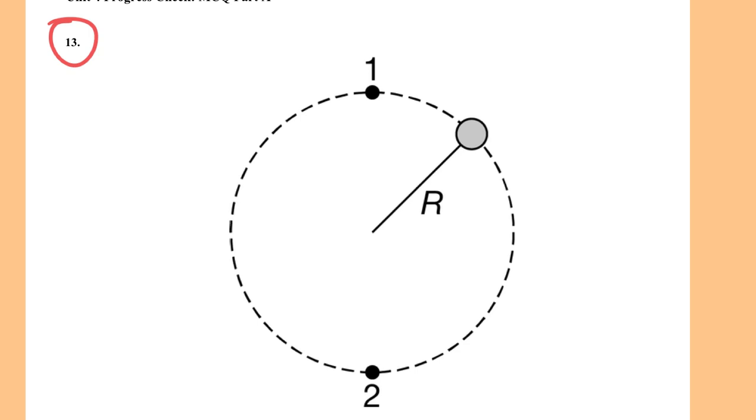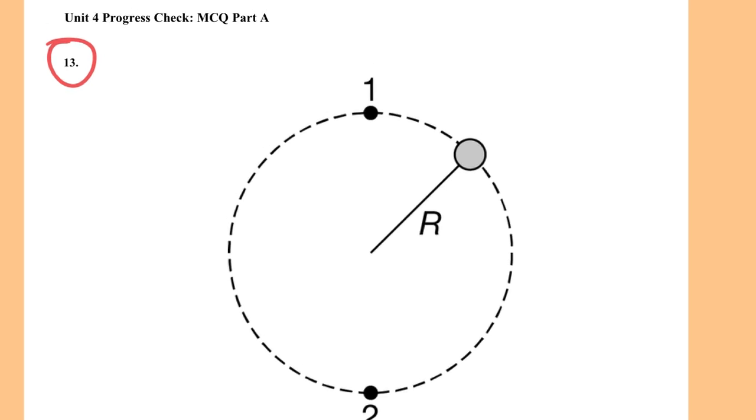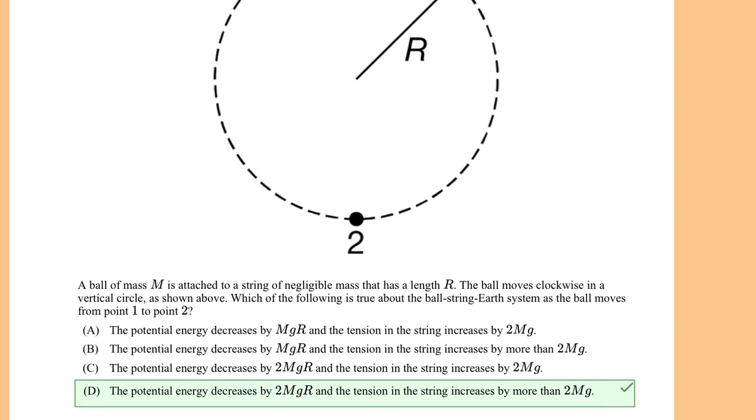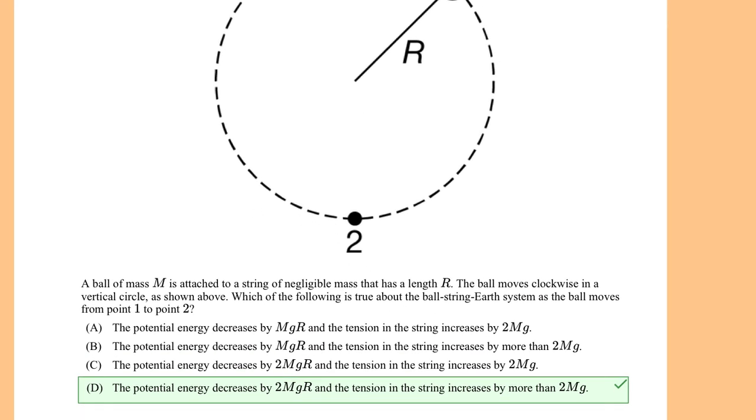13 is kind of a doozy in terms of calculations, but if you have the calculations down, then you don't have to do it, you can just do it theoretically. So a ball of mass m is attached to a string of negligible mass. We want to find what is true whenever it moves from point 1 to 2. So potential energy decreases, and the tension of the string increases. So we know for sure potential energy decreases and tension increases. We just need to know by how much.